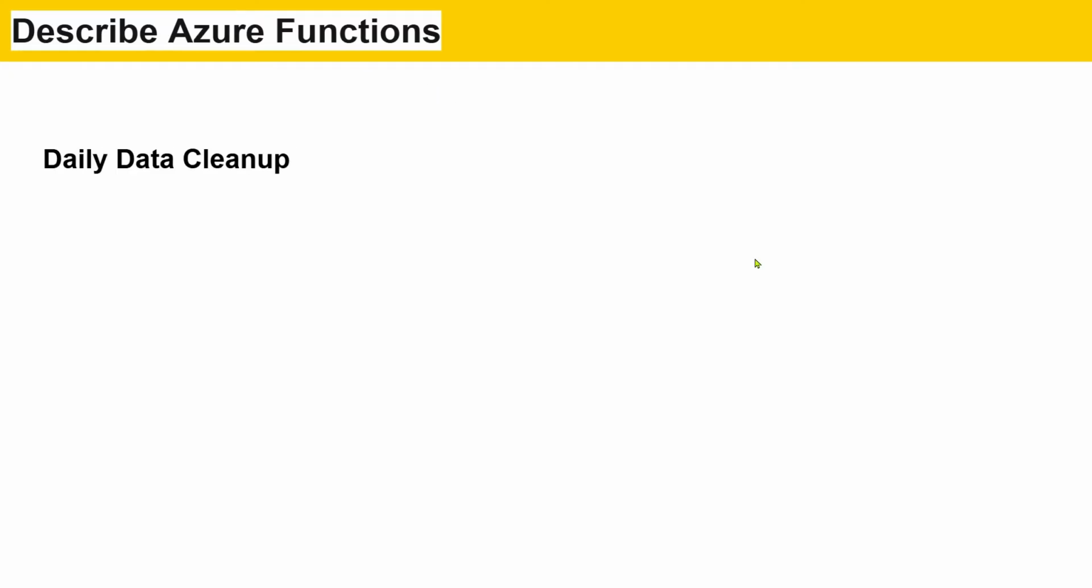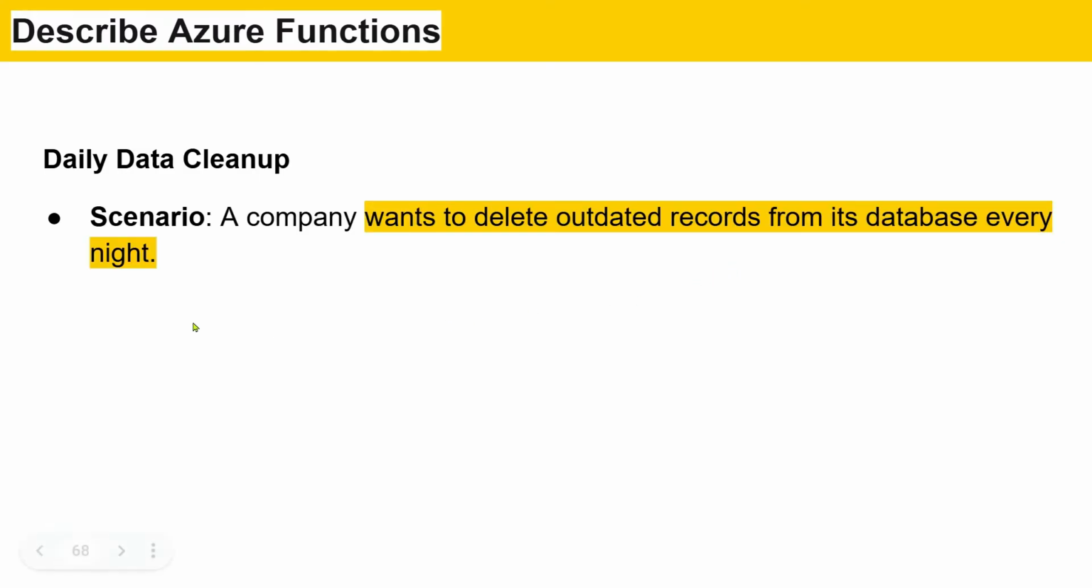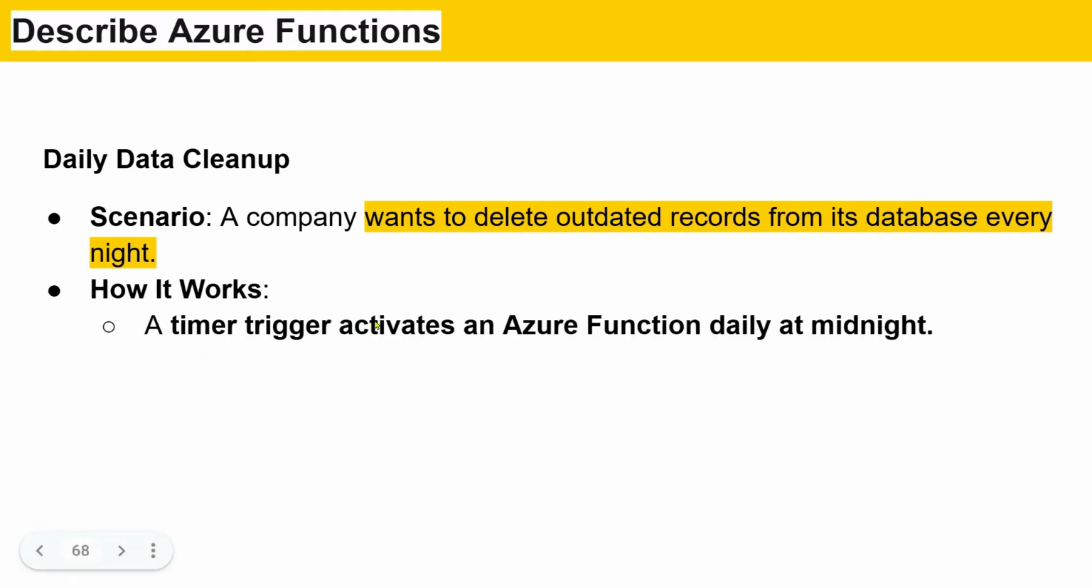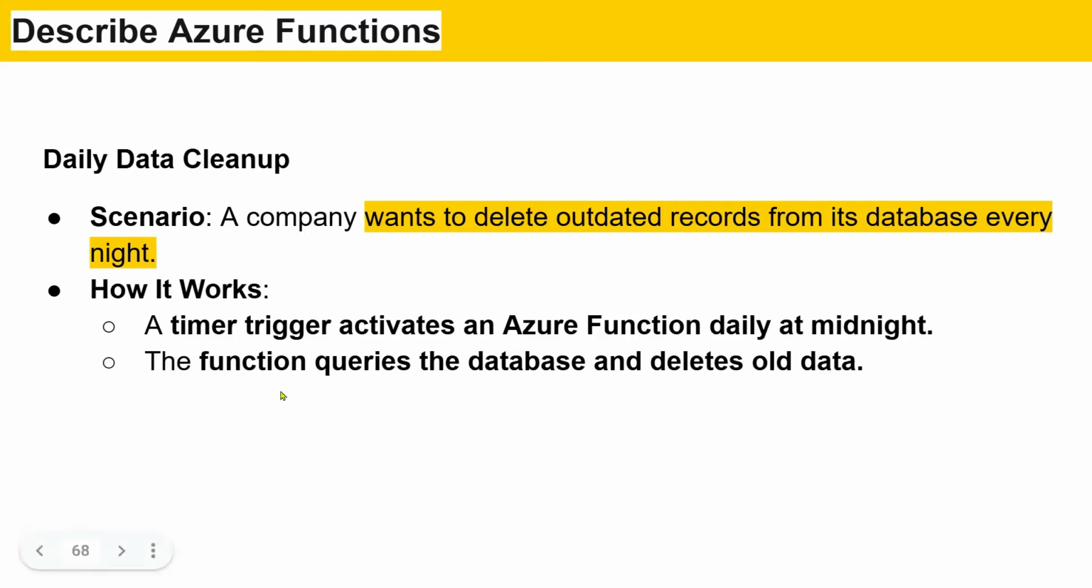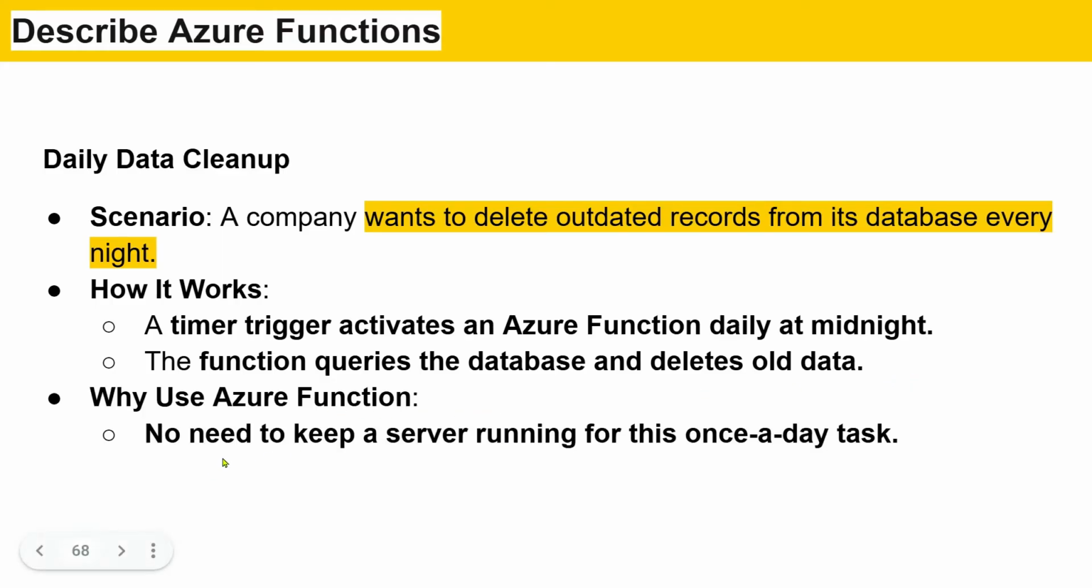Let me give you one more example: daily data cleanup. The scenario is a company wants to delete outdated records from its database every night. How does it work? A time trigger activates an Azure function daily at midnight. The function queries the database and deletes old data. Now, why use Azure Functions? Now you can see the benefit.